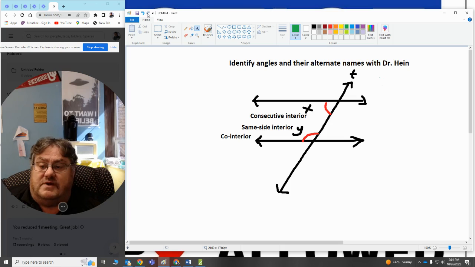Like if you've ever seen a restroom that had both the male picture and female picture on there, that means a male or female can use the restroom. That's a co-restroom. So a co-interior. So it has three names: consecutive interior, same side interior, co-interior.